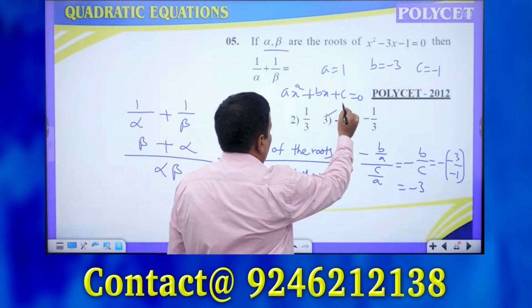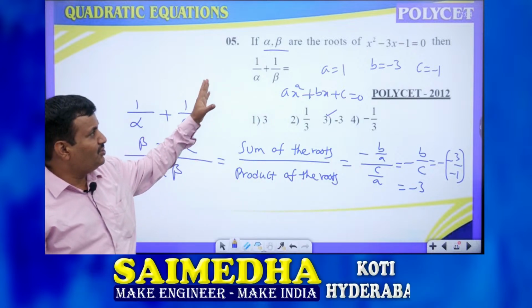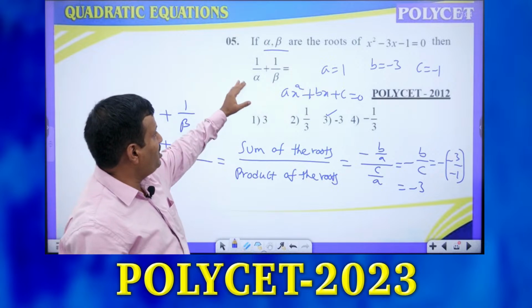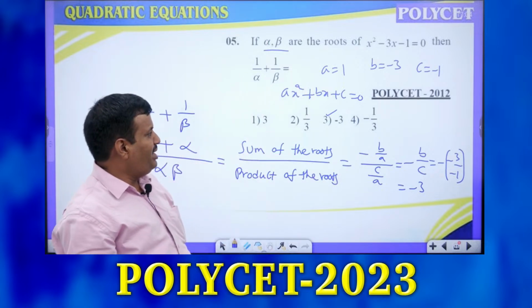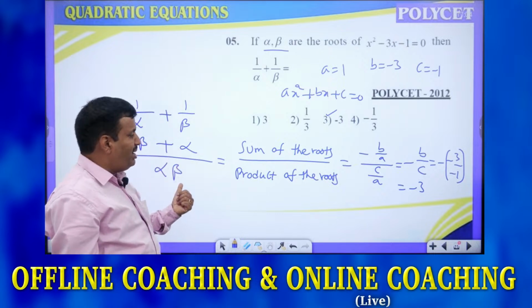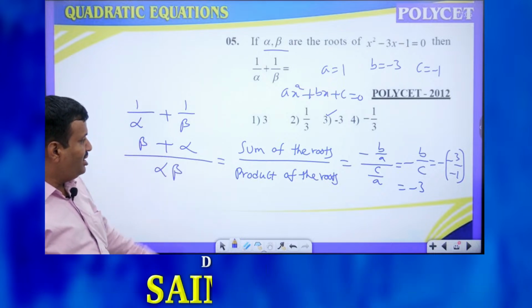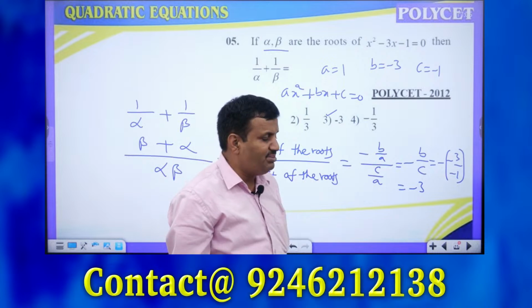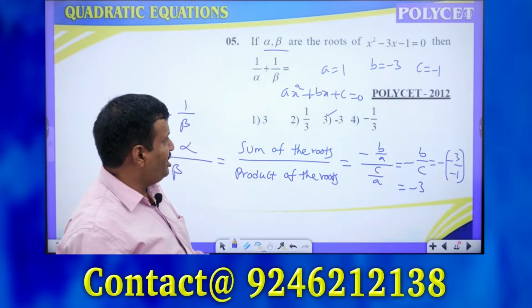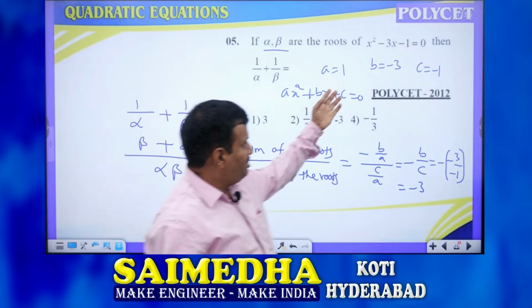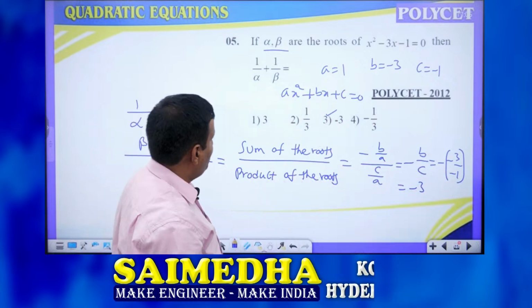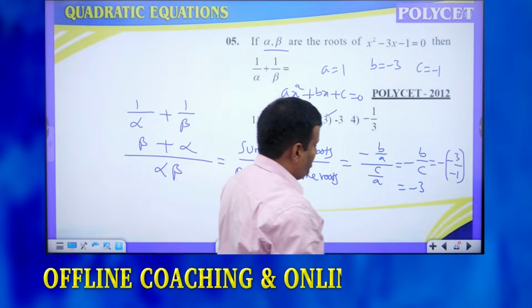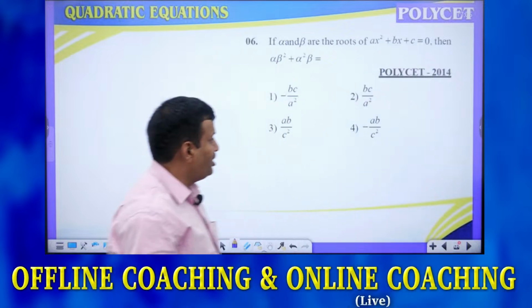Which option is correct here? Third option is correct. Minus 3. Observe the question clearly. Alpha and beta are the roots of the equation x square minus 3x minus 1 equal to 0. Quadratic equation. Then what is 1 by alpha plus 1 by beta? What is the simplification? Alpha plus beta divided by alpha beta. Sum of the roots divided by product of the roots. Minus b by a divided by c by a, cancel, minus b by c. What is the answer we are getting? Minus 3. Don't make mistakes here. B and C value selections, don't make mistakes. What is the correct answer here? Minus 3. If you make any mistake, 3 is also there readily. Don't make mistakes. Coming to our next question.